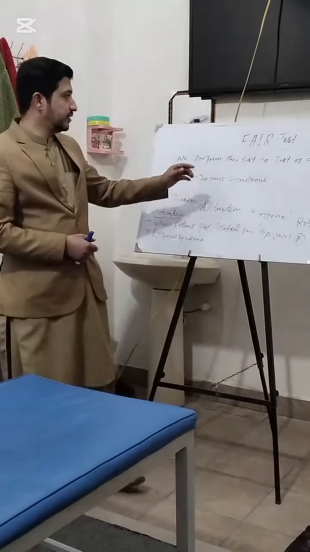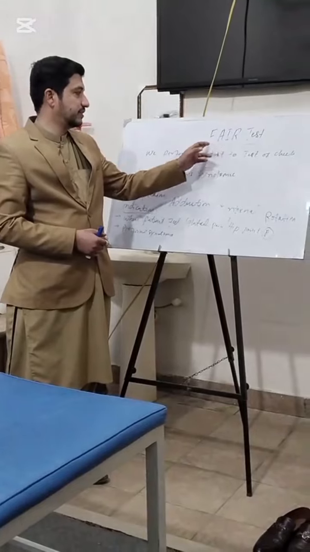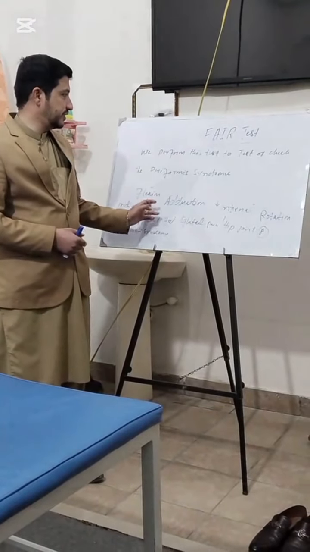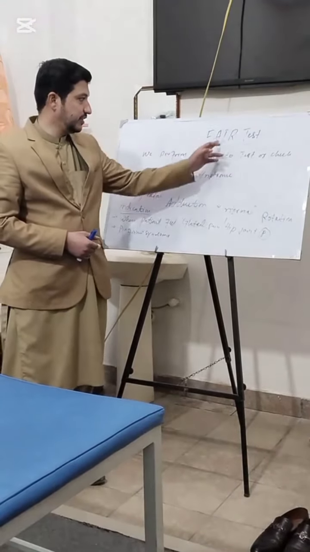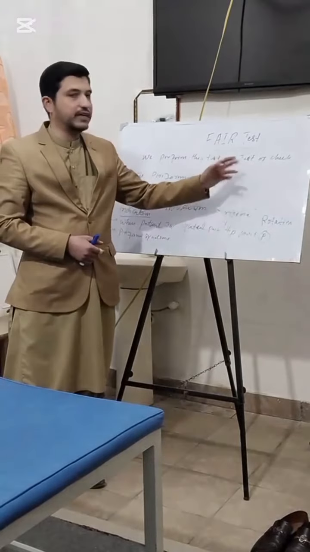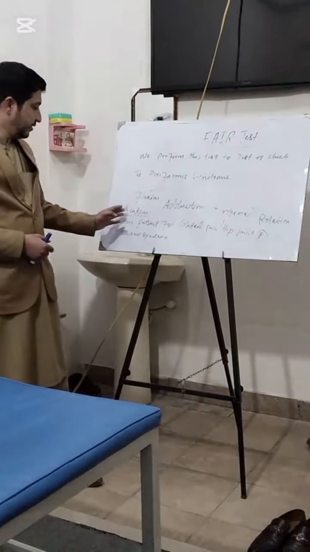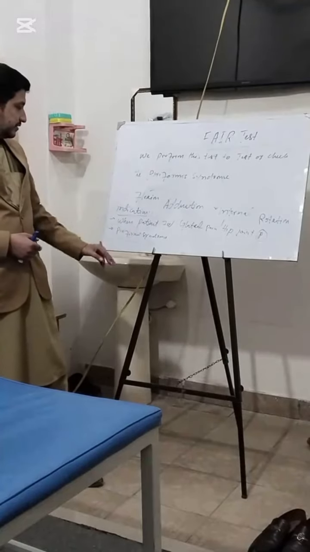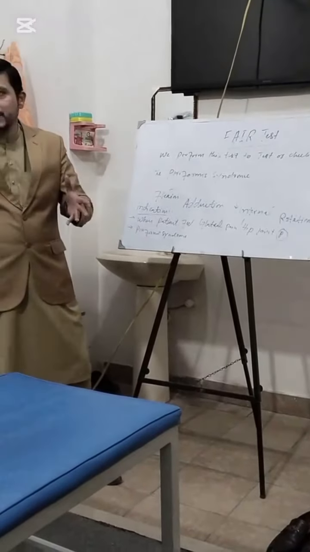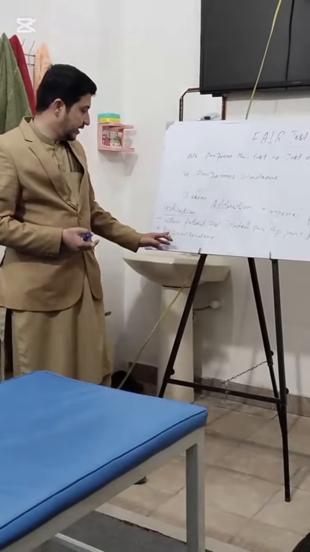So the test we perform here is the FAIR test. F stands for flexion, A stands for adduction, I stands for internal, and R stands for rotation. So IR is the internal rotation. We indicate this test when the patient feels glute pain or hip joint pain, and it is specific for Piriformis Syndrome.